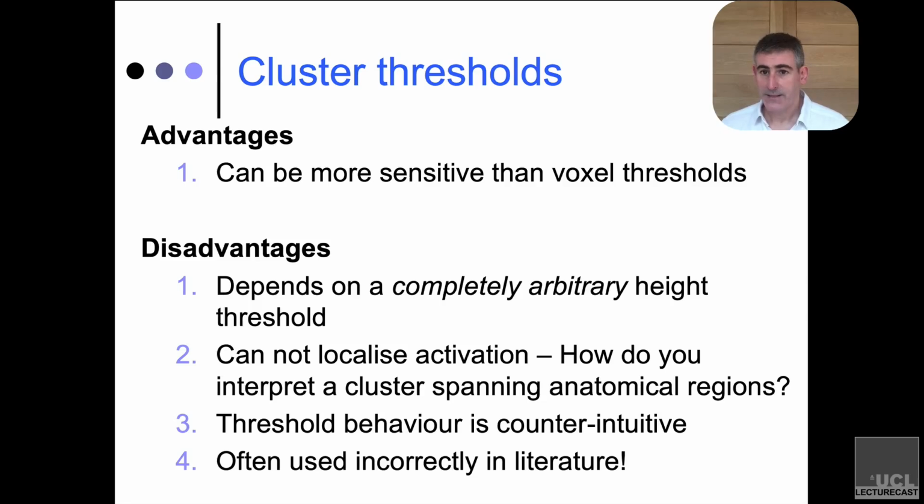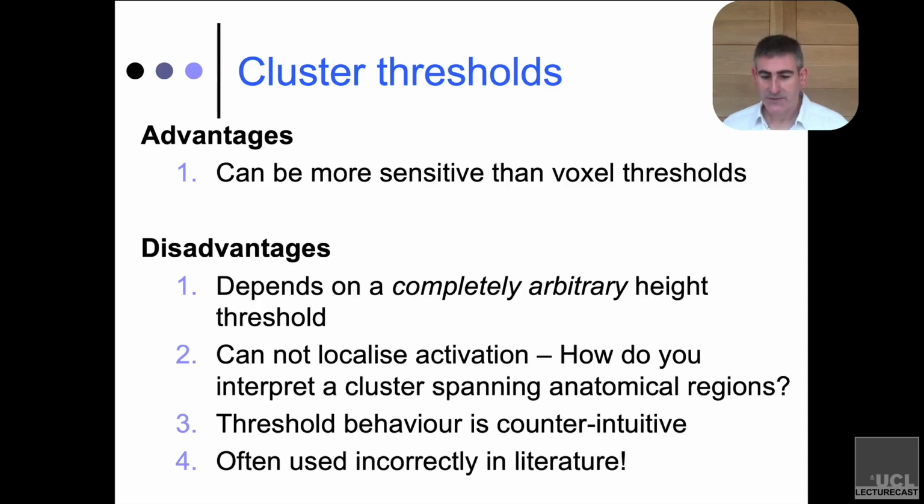And I understand that. The advantage to a cluster threshold is this idea that it might be more sensitive to activations that are spatially large that are perhaps not quite as high, right? So in that circumstance where you have large anatomically meaningful activations that don't quite reach these great peaks that you need for voxel-wise thresholding, cluster thresholding is probably a perfectly sensible thing to do.